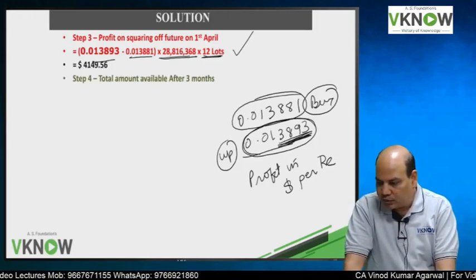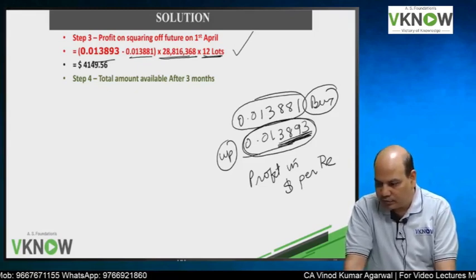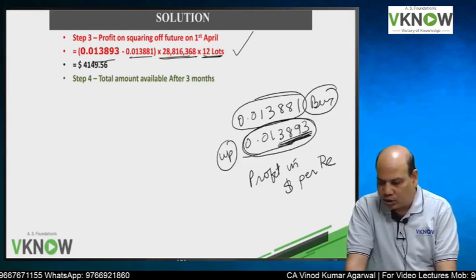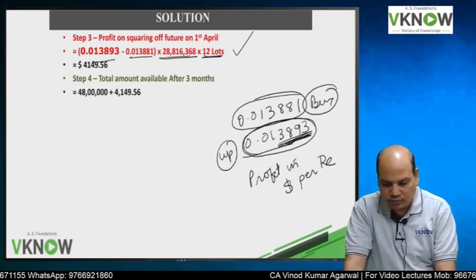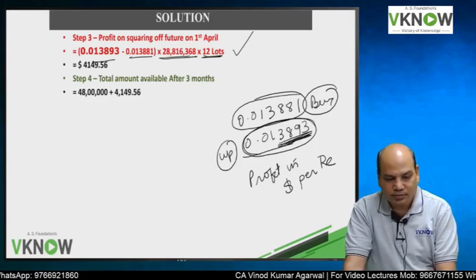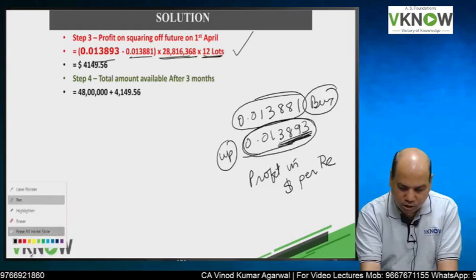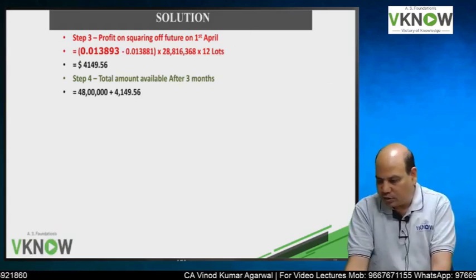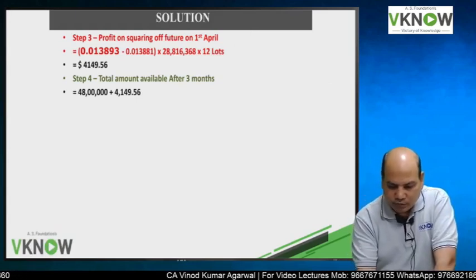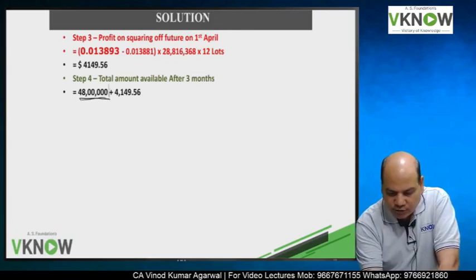Now step number 4, write down. Step number 4, total amount available after 3 months. Total amount available after 3 months will be, understand this point, $48 lakh you receive from customer.